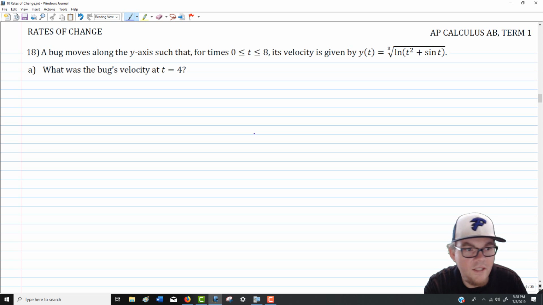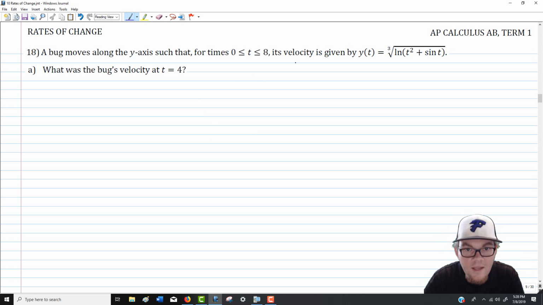So in question 18, we are told that a bug is moving along the y-axis. We're not sure why it's so locked into going back and forth. But it is. And it says that's happening for times 0 to 8. And its velocity is given by y of t equals that thing.